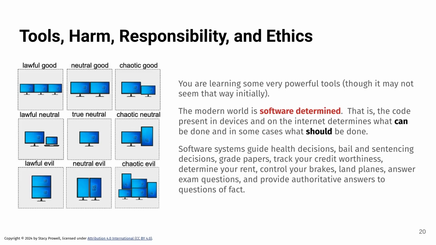Software powers the Da Vinci surgical robot that performs surgery. The quality, the safety, the wealth of the modern world is largely determined, perhaps entirely determined, by software systems. And that puts a lot of weight on the people who develop these software systems. Okay? They affect people's lives. Software systems guide bail and sentencing decisions. They track your creditworthiness.